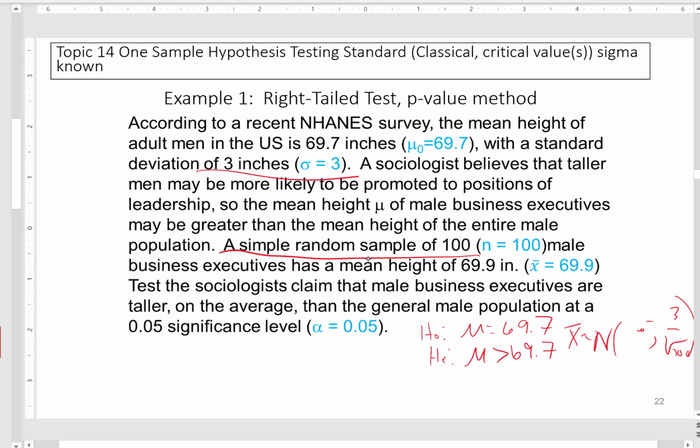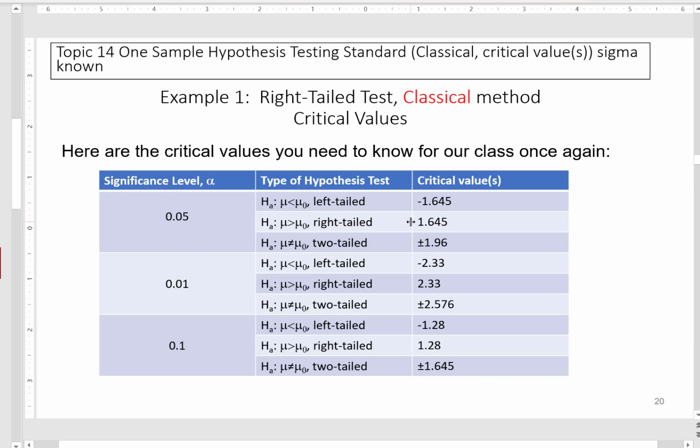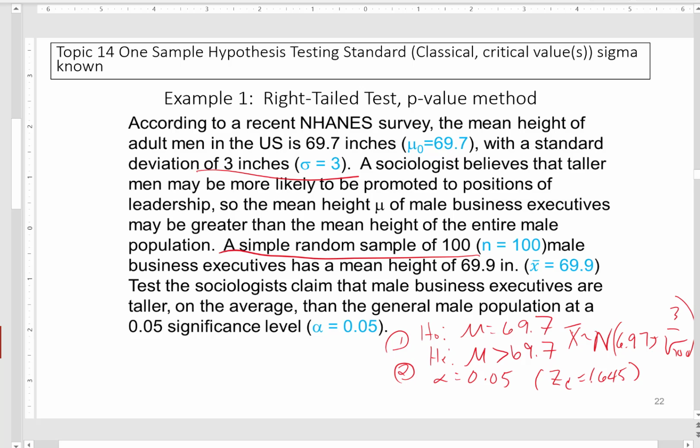So let me make that a little bit neater. So we have our null and alternative. We have our alpha. Alpha is given to us as 0.05. And actually, we even now know, since it's a right-tailed test, exactly what the critical value is going to be. So for 0.05, right-tailed test, it's 1.645. Kind of keep that in the back of your head.